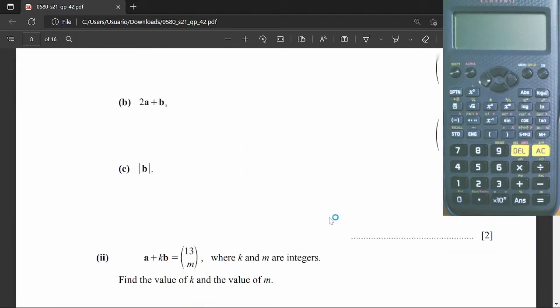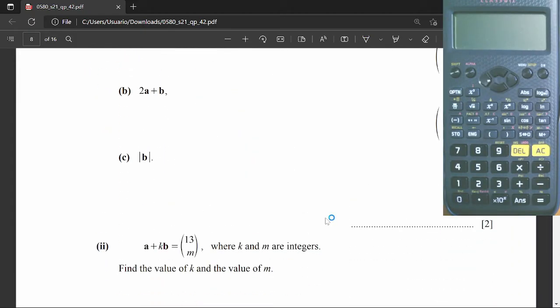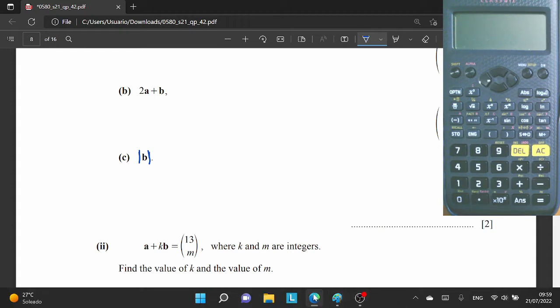Question 5a, part 1c, asks you for the magnitude of vector b. That is what those two lines mean. It asks for the magnitude: how long is the line? How big is the vector? It is also referring to the length always being a positive value. So let's see how that looks.